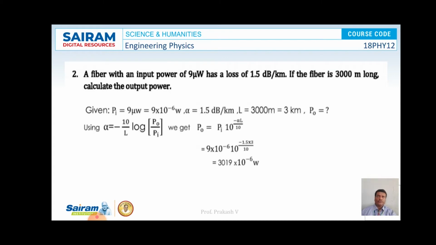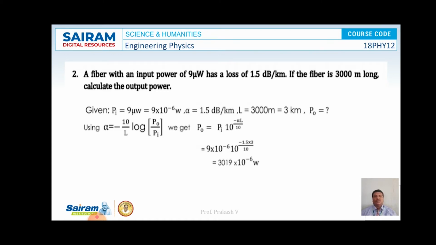Problem number 2: a fiber with an input power of 9 microwatts has a loss of 1.5 dB per kilometer. If the fiber is 3000 meter long, calculate the output power. Here the input power Pi is equal to 9 microwatts, and the attenuation alpha is equal to 1.5 dB per kilometer. Total length of the optical fiber is 3000 meter or 3 kilometers. So what is the output power, that is, what is the value of P naught?